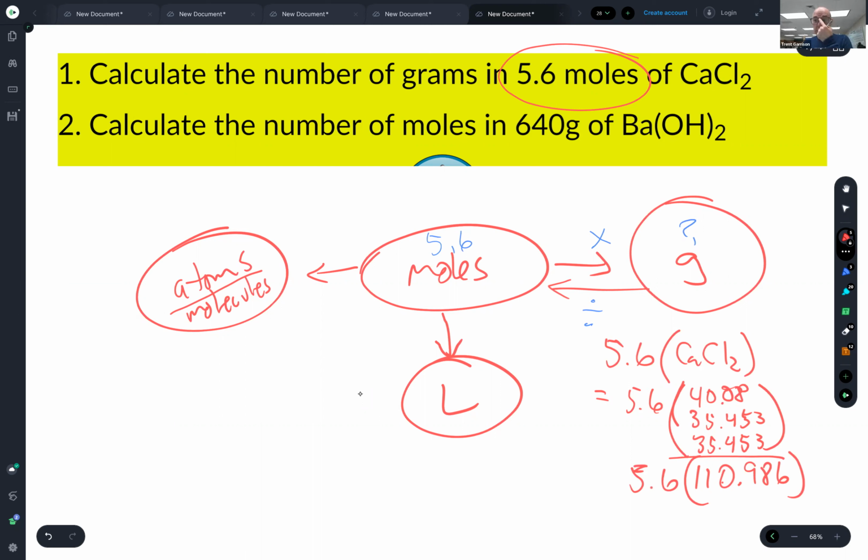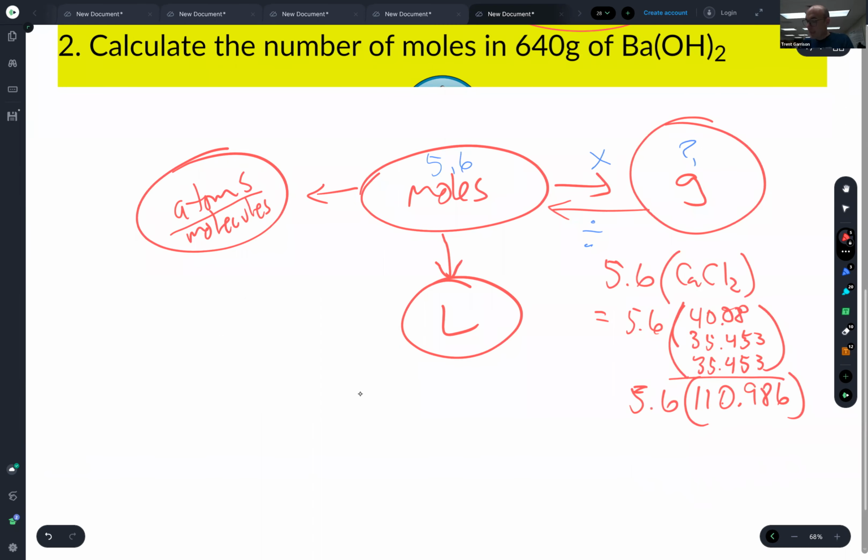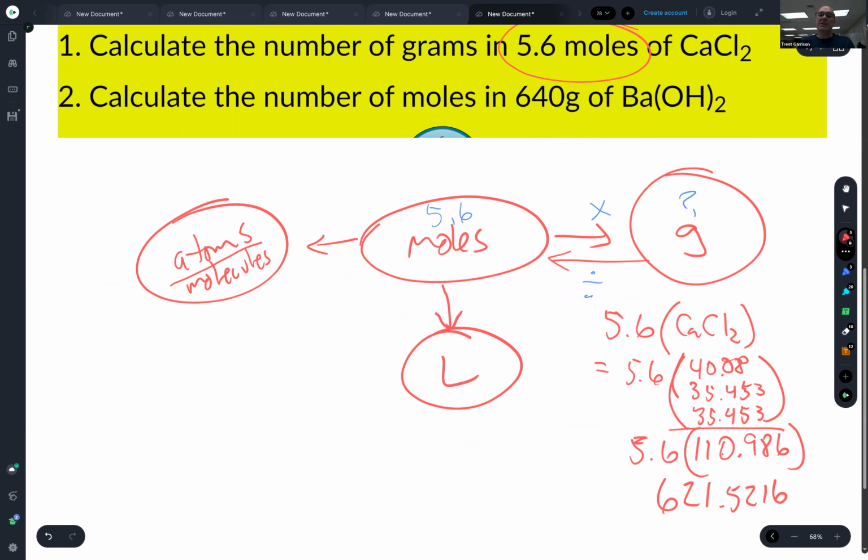And our final answer is going to be, hold on, let me slide this down just a bit. And you get 621.5216. But here's the problem. In the original statement, it only has two significant figures. Our answer can only have two significant figures.